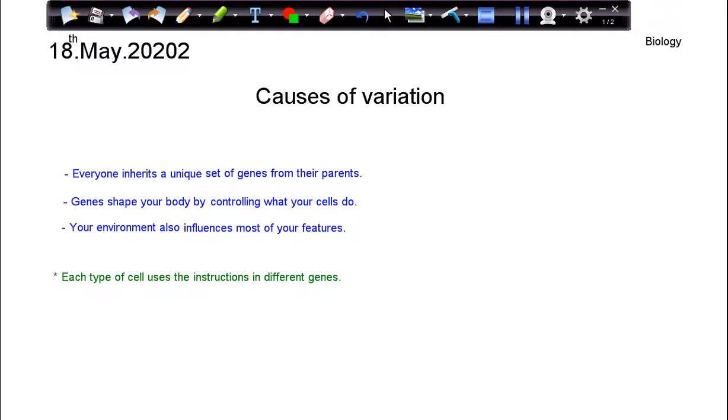Causes of variation. Everyone inherits a unique set of genes from their parents. Genes shape your body by controlling what your cells do. Your environment also influences most of your features. Each type of cell uses the instructions in different genes. So this was all about causes of variation.